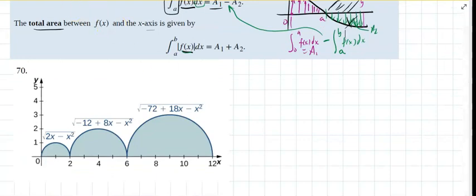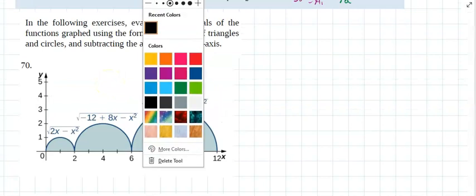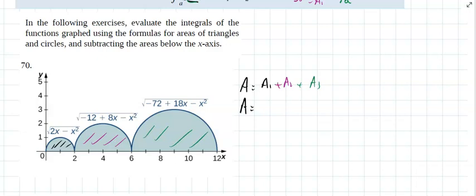I forgot directions. Let me get directions. Okay, here's directions. In the following exercises, evaluate the integral of the functions graphed using the formula of area of triangles, circles, subtract the top and the bottom, and so on and so forth. Well, if we want to find the area of this, first we have to make sure that the function is always above the x-axis. It is in this case. That's going to be area sub 1, and that will be this area, plus a sub 2, that will be this area, plus a sub 3, and that will be this area. And you notice that the first is half a circle with a radius of 1.